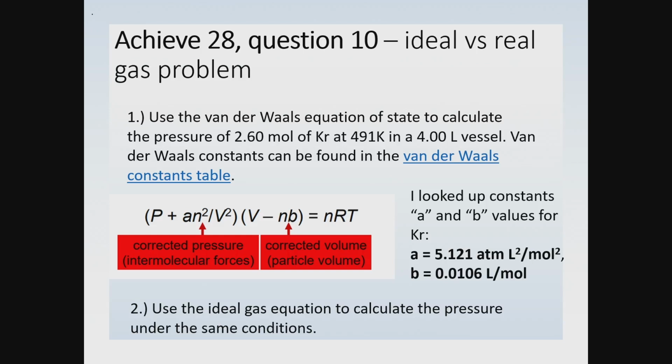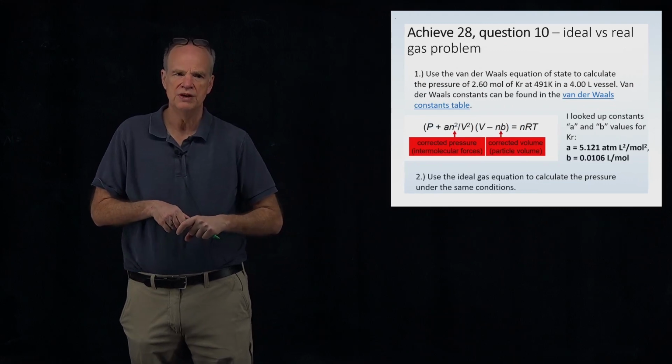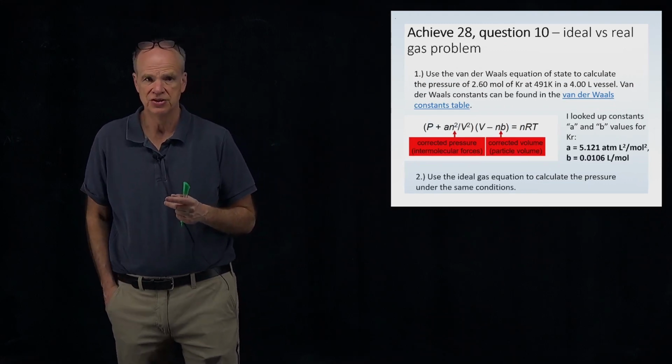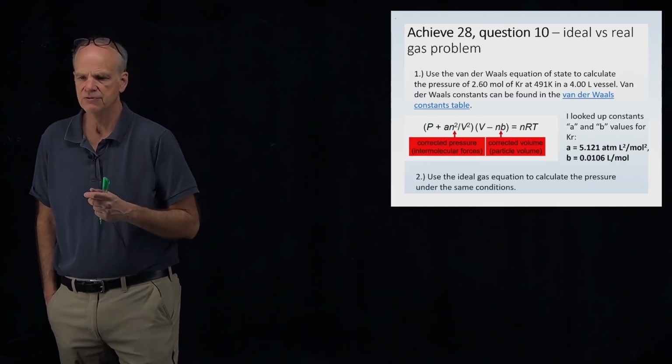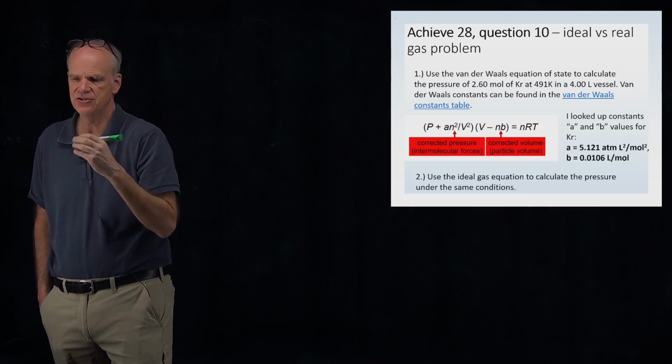And then there's a second part to the problem. It says, use the ideal gas equation to calculate the pressure under the same conditions. Okay, if I can lower the slide. Okay, so what we have here is a gas under certain conditions. And so let me go ahead and write those out. One thing we know, the gas is krypton, so just keep that in mind.